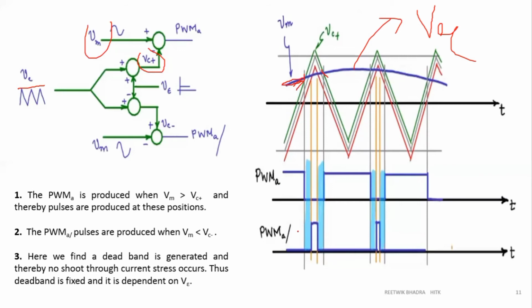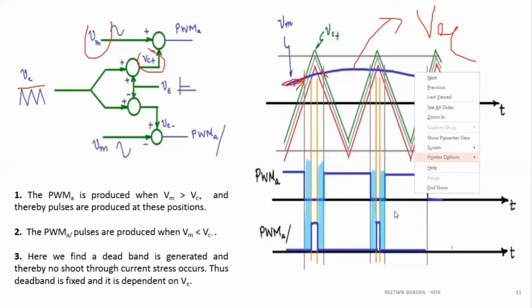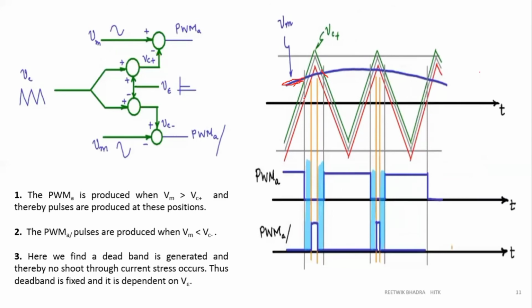Similarly, for PWM A bar, we'll compare with the red line, at these points of intersection. Now over here, which will be greater, VC plus. VC plus means this triangle. Because VC minus is fed to this plus terminal, obviously this PWM will be high when VC minus is greater than VM. If VC minus is greater than VM, that is only a small portion, you will get a pulse over here.